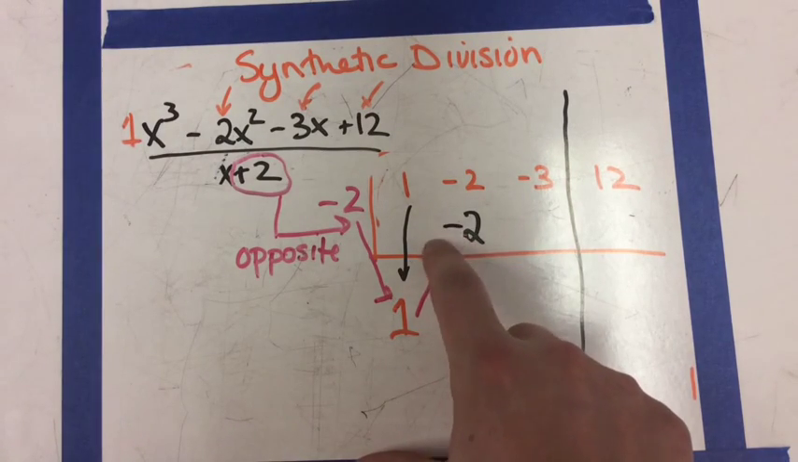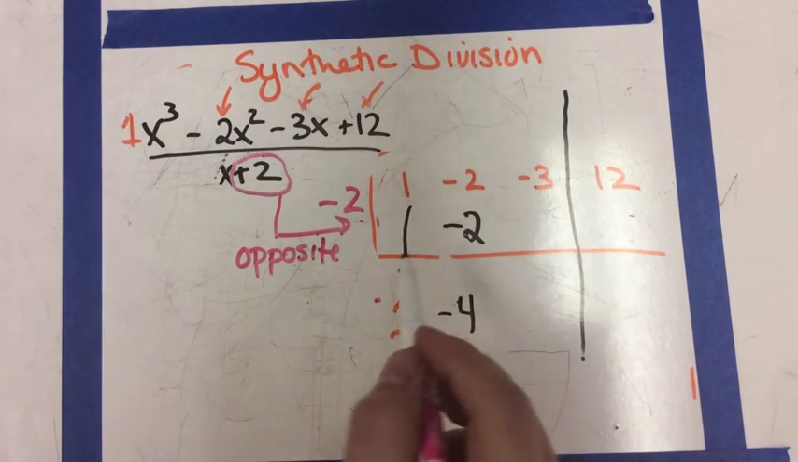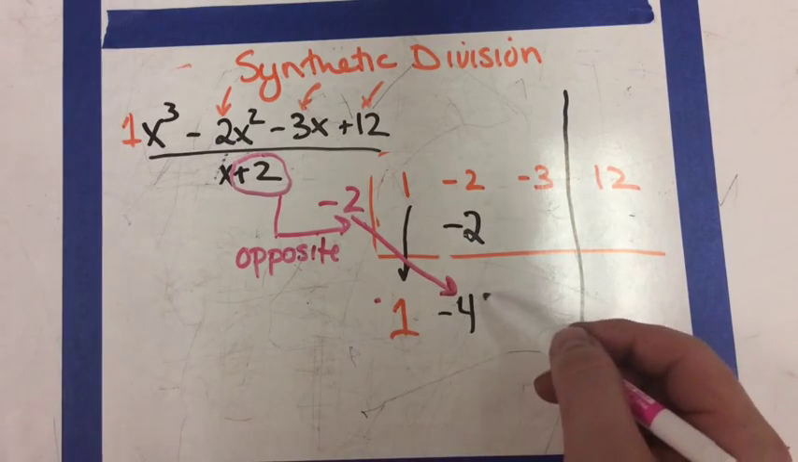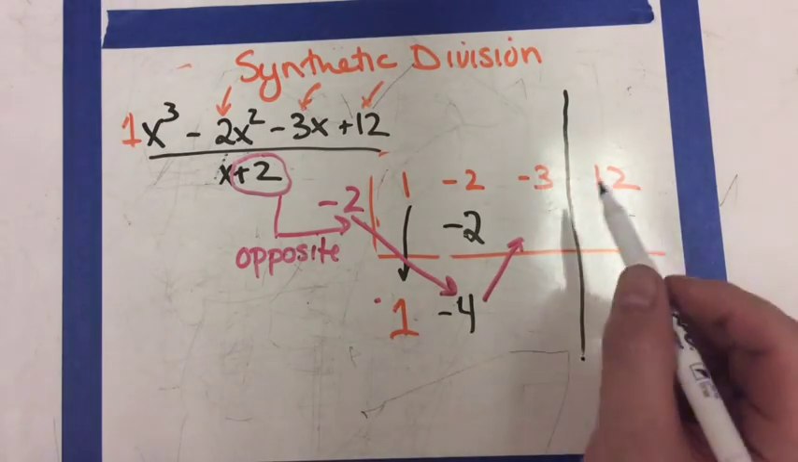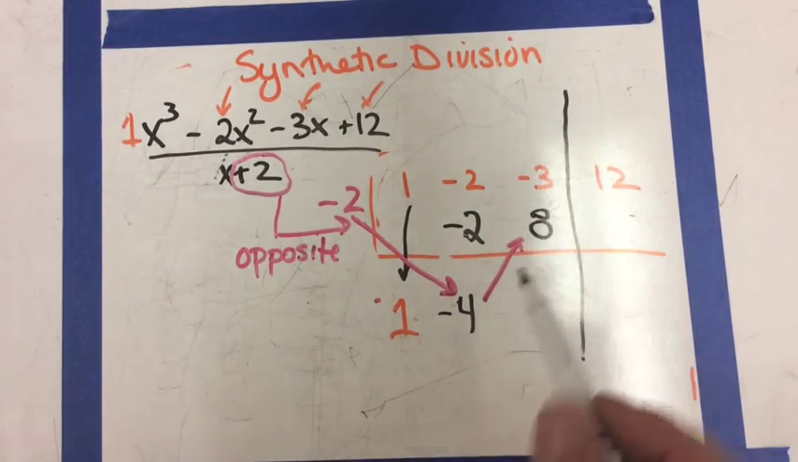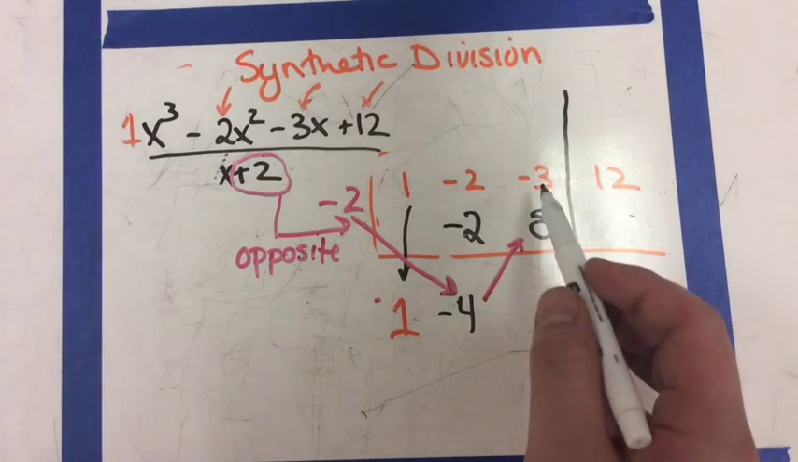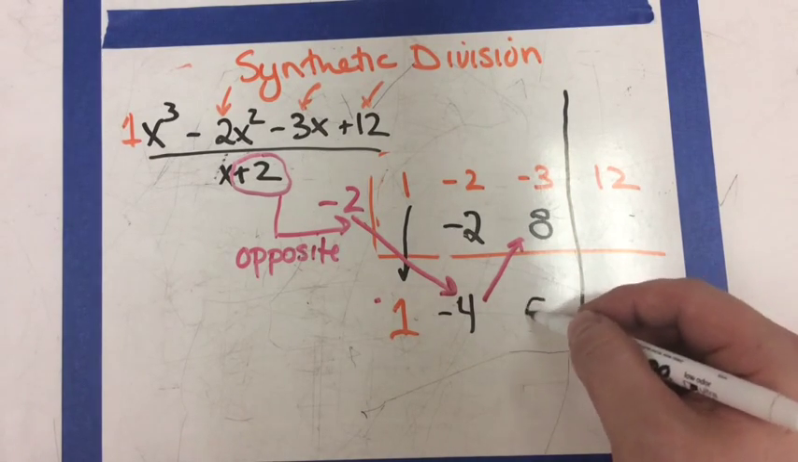So now the next step will be to take that -2 again, and we're going to multiply it against the new term we got, which is -4, and then that number is going to go right here. So -2 times -4 is +8. Okay, and we're going to add again. This is why it's easier, is we're always adding instead of subtracting. So now we have -3 plus 8 is 5.